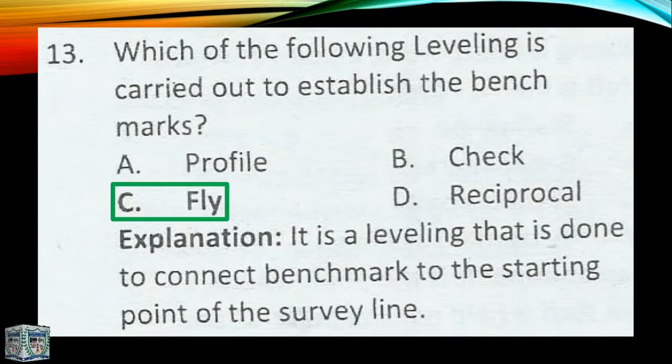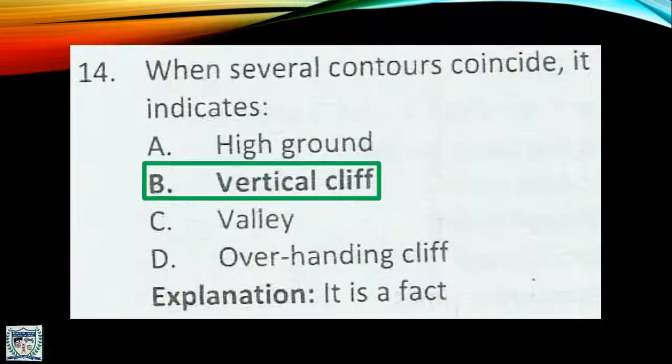Question 13. Which of the following level is carried out to establish the benchmark? The option C, flying is the correct answer. It is a leveling that is done to connect benchmark to the starting point of the survey line. Question 14. When several contours coincide, it indicates the option B, vertical cliff. It's a fact.